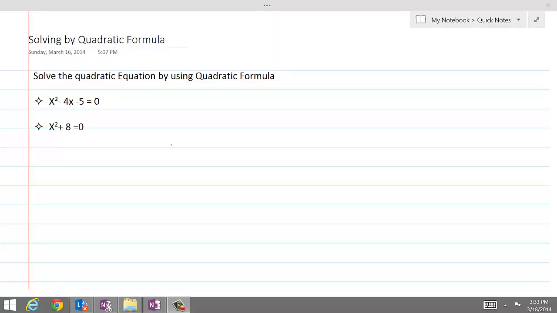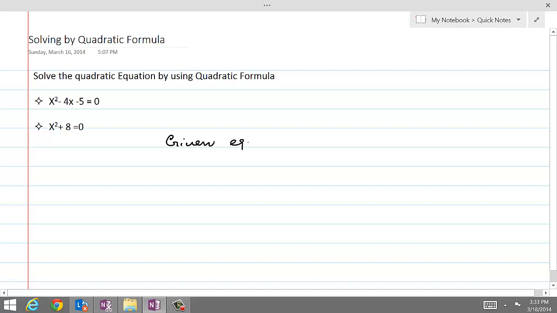Continuing from the previous lesson regarding the solution of quadratic equations, let's solve a few more questions using the quadratic formula. Here the given equation is x squared minus 4x minus 5 equal to 0.